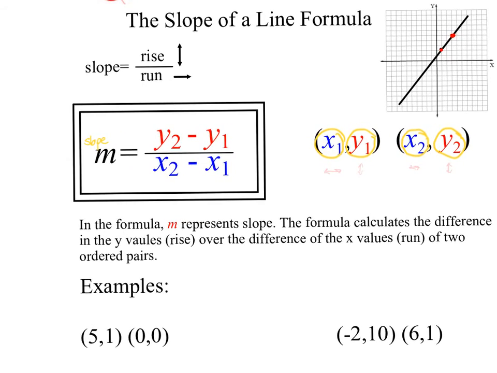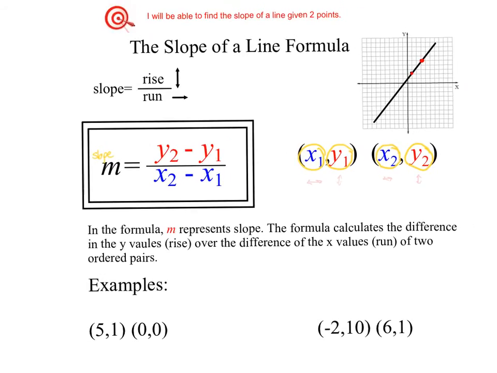In the formula, m represents slope. The formula calculates the difference in the y values over the difference in the x values of two ordered pairs. Okay, let's take a look at some examples.